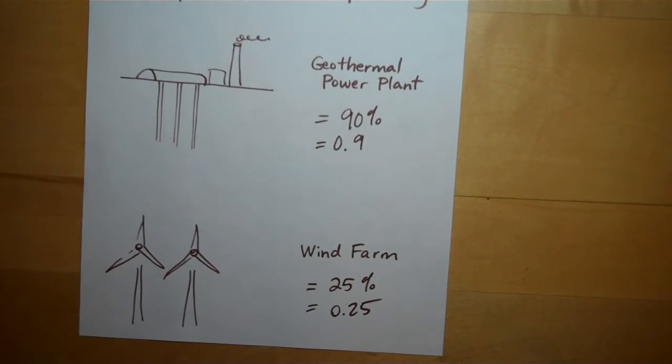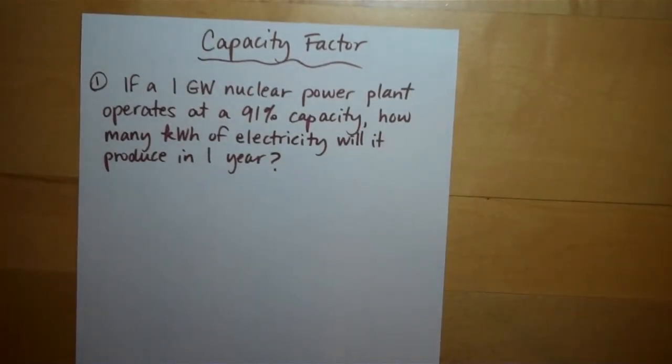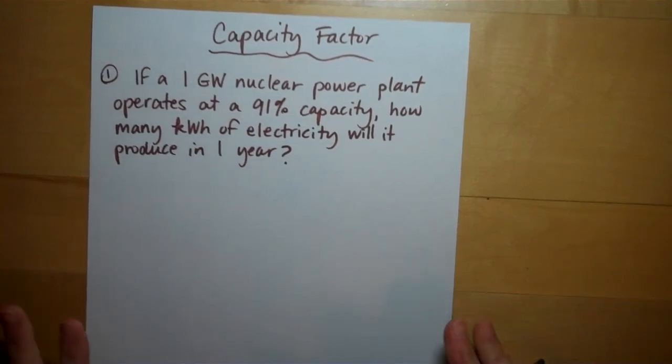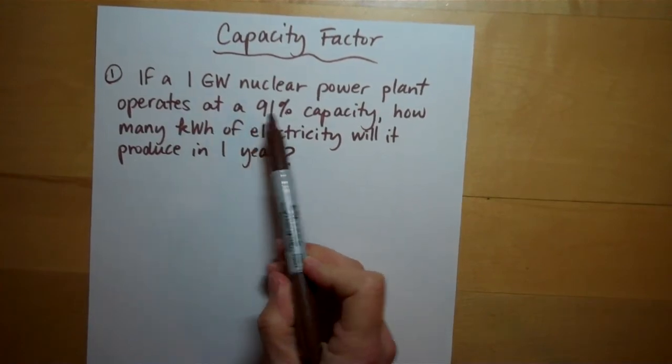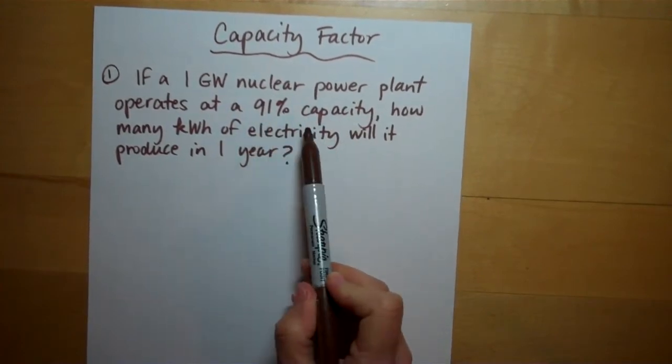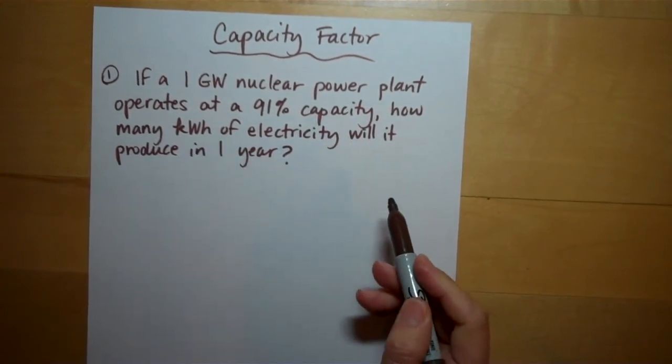Let's do one quick problem. It's very simple. We'll talk about a nuclear power plant, which also runs at very high capacity, because once you have the nuclear decay going, you don't usually want to stop it. But sometimes they have to for maintenance and whatnot, and safety requirements. Okay, so you have a 1 gigawatt nuclear power plant, but it operates at only 91% capacity. How many kilowatt hours of electricity will you produce in 1 year?